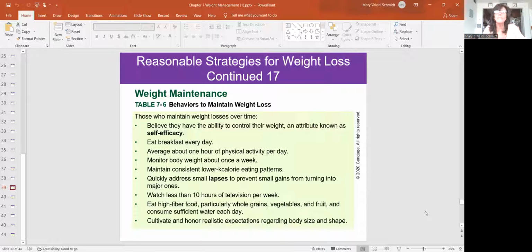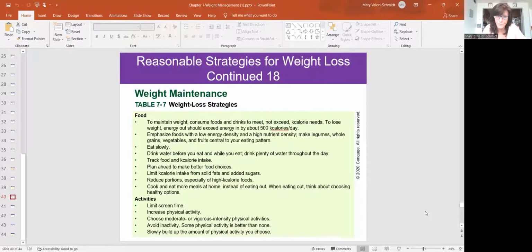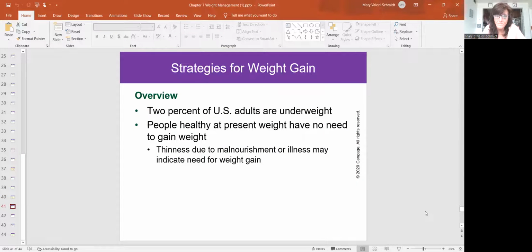And have realistic expectations. You know, stay away from Glamour magazine and Vogue magazine. And I want to look like her. Just look like you, but a healthier version of you. Okay, that's the way to do it. Here are more strategies for reasonable weight loss.